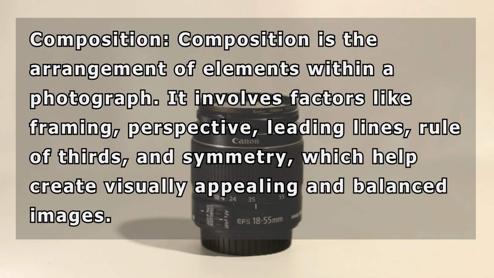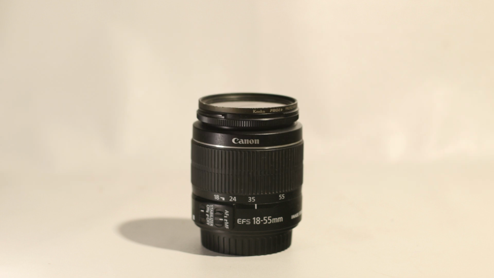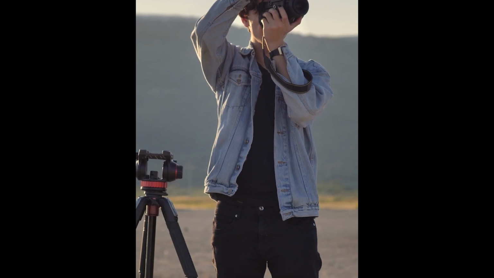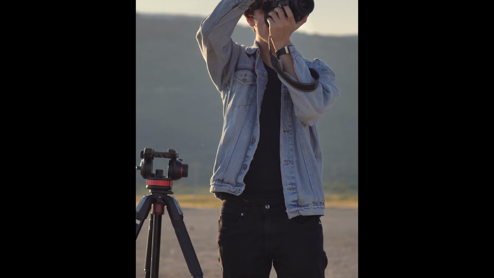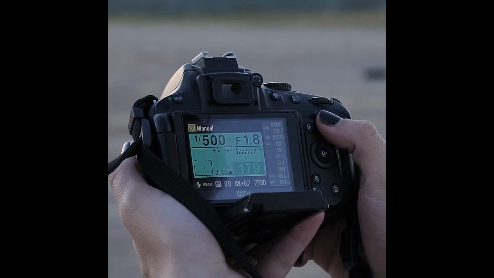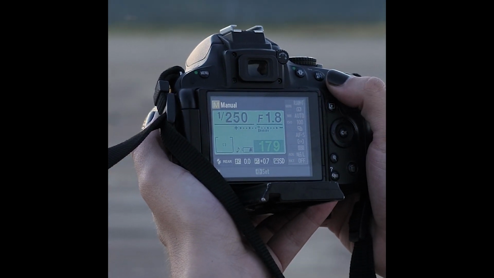5. Composition. Composition is the arrangement of elements within a photograph. It involves factors like framing, perspective, leading lines, rule of thirds, and symmetry, which help create visually appealing and balanced images. It also involves arranging elements within the frame to create a visually pleasing and engaging image. The rule of thirds, leading lines, and negative space are common composition techniques.